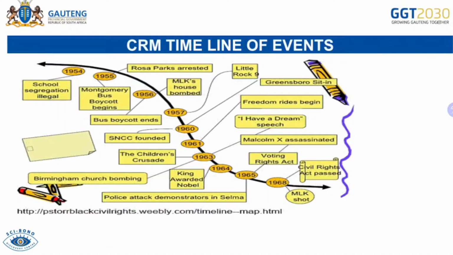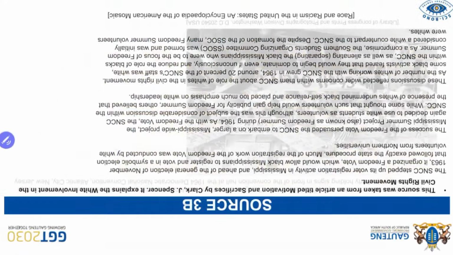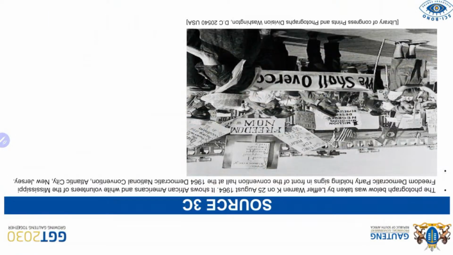As a compromise, the Southern Student Organizing Committee, the SSOC, was formed and was initially considered a white counterpart to the SNCC. Despite the formation of the SSOC, many Freedom Summer volunteers were white people, basically. Let's go to source 3C. 3C is a visual source, basically.